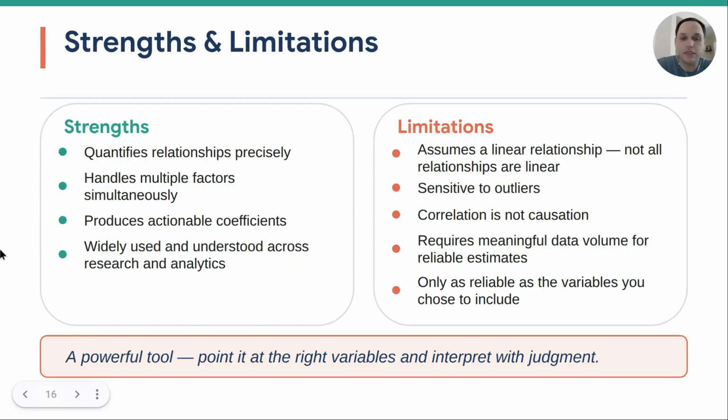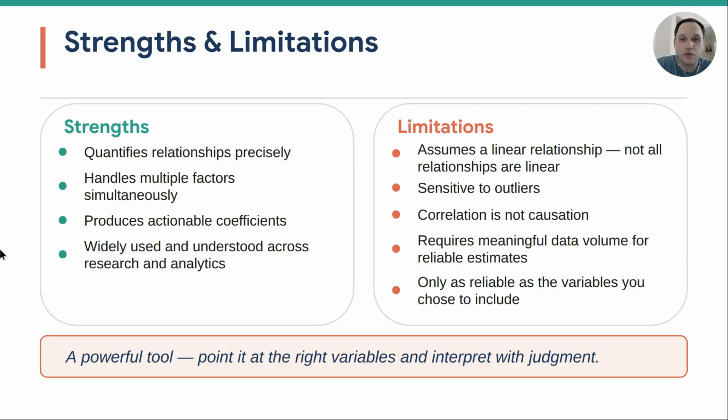Let's be balanced. The strengths of regression. It quantifies relationships precisely, giving you a specific coefficient rather than a vague "these seem related." It handles multiple factors simultaneously and isolates each one's contribution, which is far more powerful than looking at variables one at a time. The output, coefficients, R-squared, and predictions, is widely understood across research and business analytics communities.